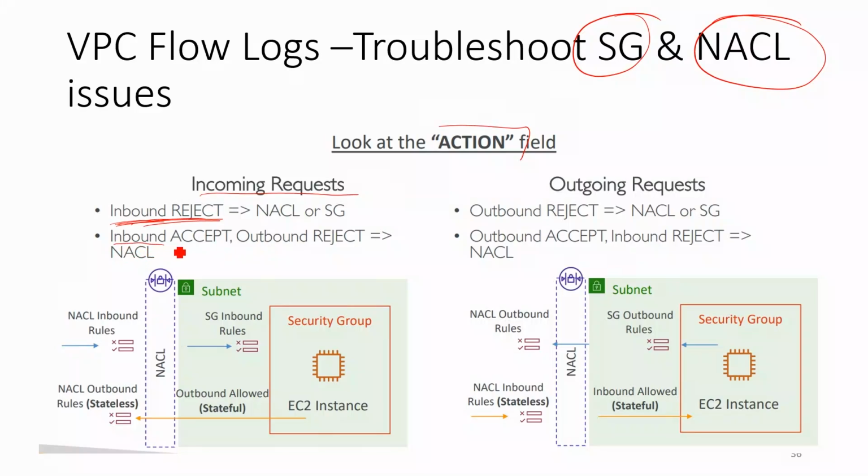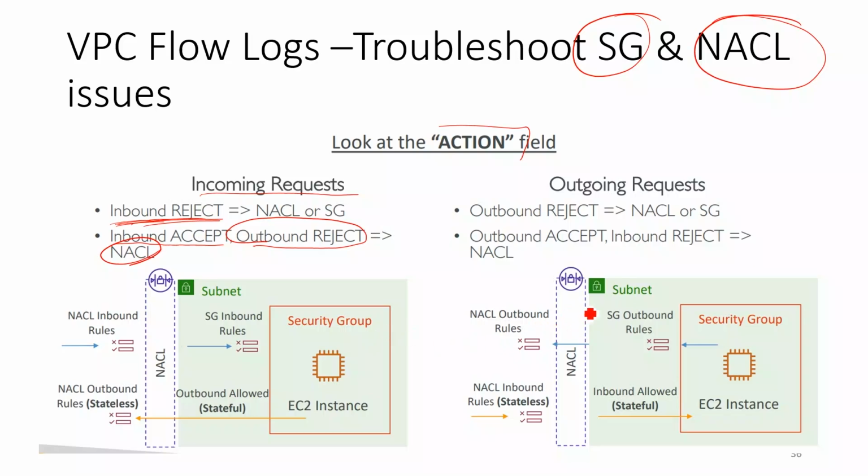But if inbound is accepting and outbound is rejecting, there is a problem with the NACL only. Why? Because NACL is stateless. If inbound is accepting, then in the case of the security group, outbound traffic will also be allowed, so you don't have to check the security group anymore. You just have to check the NACL, right? When we talk about an outgoing request, if there is an outbound reject, so from your EC2 instance some traffic is going outside, that is a reject.